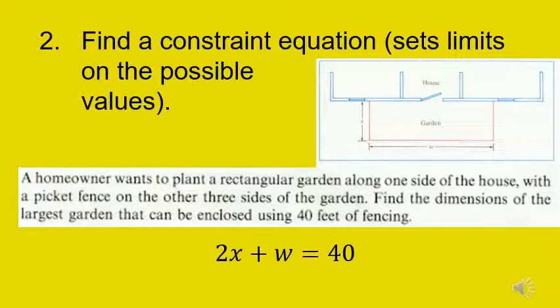Now, I will tell you that it's possible that at some point in the future you could run across a different instructor that would make you write that as 2x plus w is less than or equal to 40. And that's because theoretically you could use less than 40 feet. You can't use any more than that, but you could theoretically use less. The fact is, though, that you're not going to find the maximum area if you use less. It's only going to happen if you use up all of your fencing that you have available. And that's why equal really is the most sensible thing to write there.